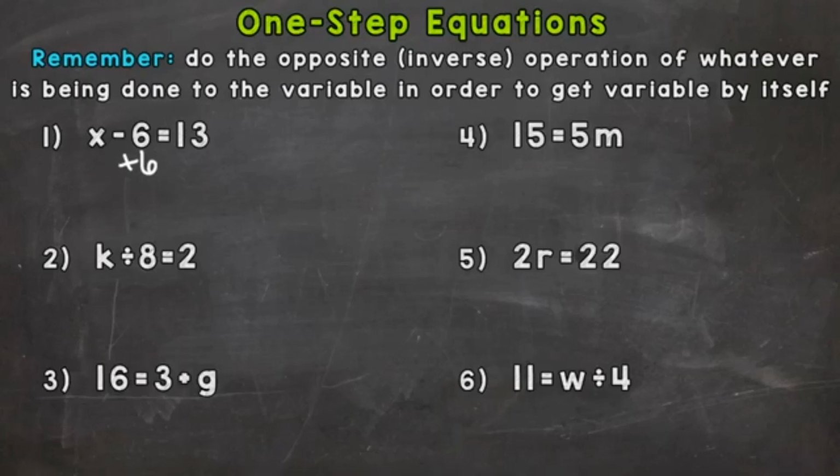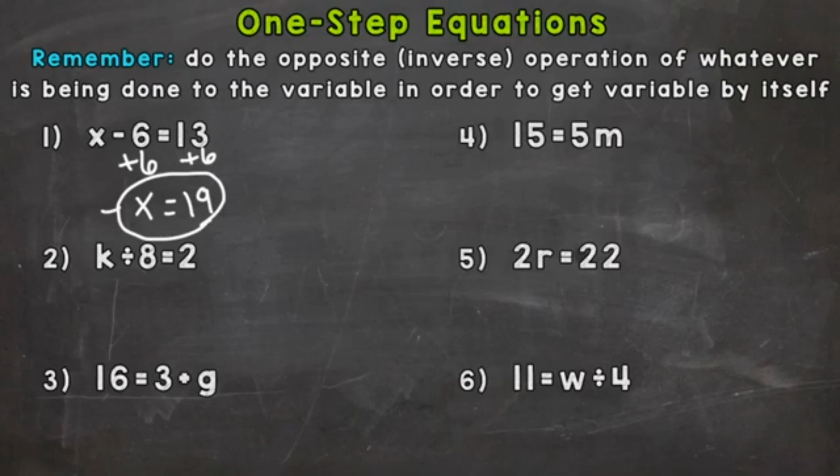So we're just left with the x. That gives us the x by itself. Now, in order to keep that equation balanced, we have to do the same thing to both sides. Whatever you do to one side, you have to do to the other. So we added 6 to the left, so we need to add 6 to the right. So 13 plus 6 gives us 19. So x equals 19.